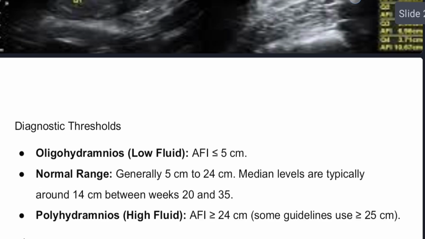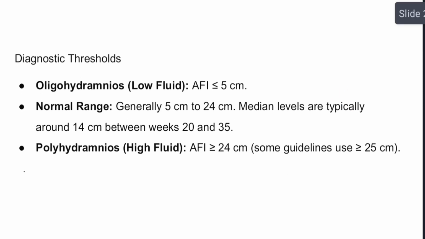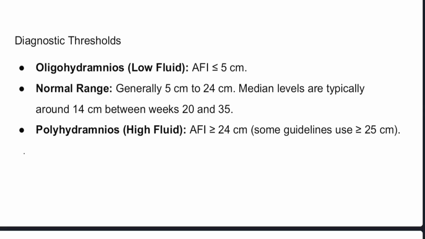Now, what is the normal range? Normal range is 5 to 25 cm. So what this means is that if you have a measurement between 5 and 25 cm, there is adequate amniotic fluid. However, if the measurement is less than 5 centimeters, that means there is oligohydramnios. If, however, it is more than 25, it means there is polyhydramnios. In some centers, they use their normal range to be between 5 and 24.